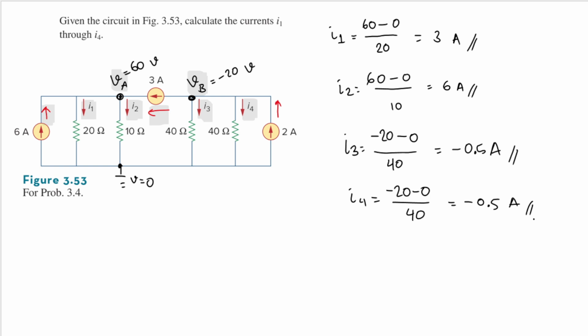And I think that's all for this problem. We have calculated I1, I2, I3, and I4, which is the one that is asked by the question. Hopefully I did not make any mistakes in my calculation.